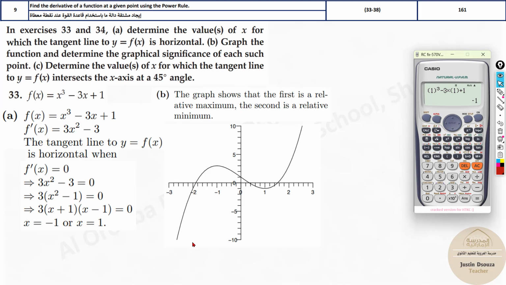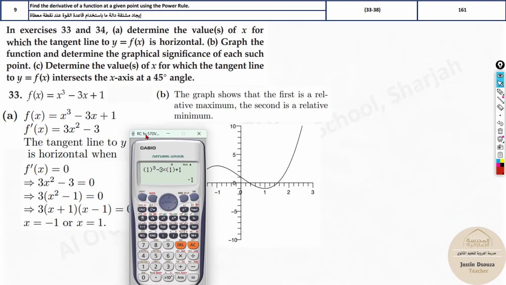But I don't think they're going to ask you to graph it. They might ask you part A or part C. We will see that in more detail. Now over here, the graph shows the maximum and minimum values at these particular points. Why? Wherever the tangent is horizontal, it's a flat line. So those are turning points, right? Maximum or minimum values occur at those 2 points.